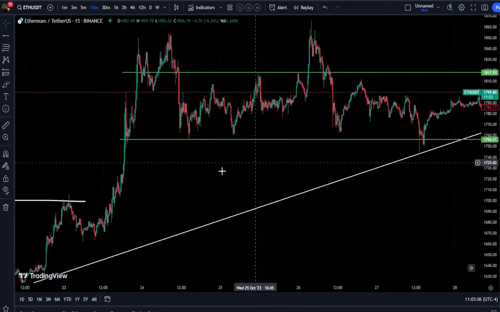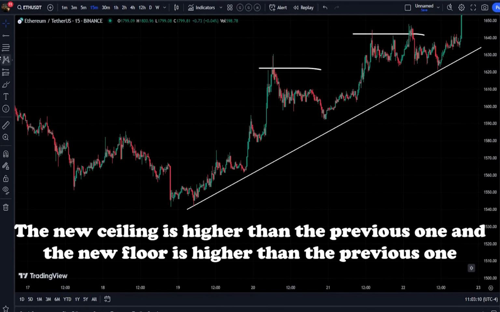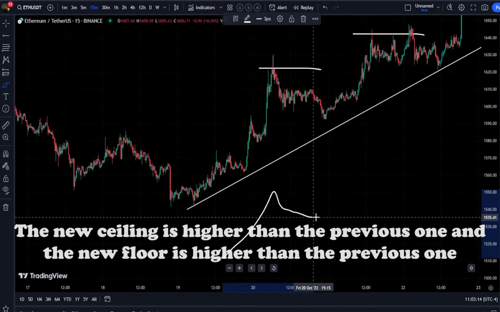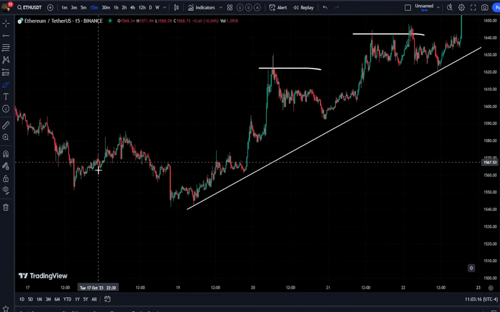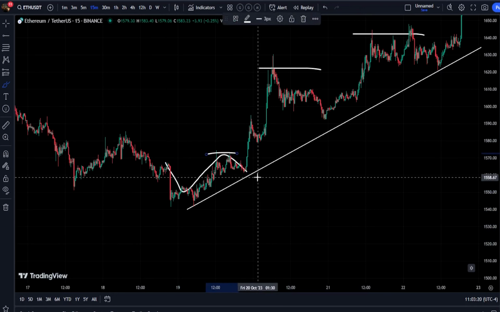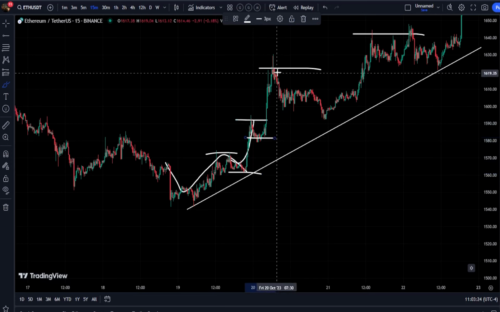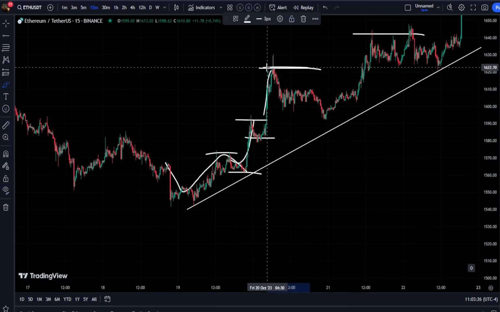The secret of this strategy is that you have to draw a trend line correctly and wait for a break or continuation. The important reason for drawing a trend line is that the new price high is higher than the previous price high in an upward trend, and the new floor is higher than the previous floor.